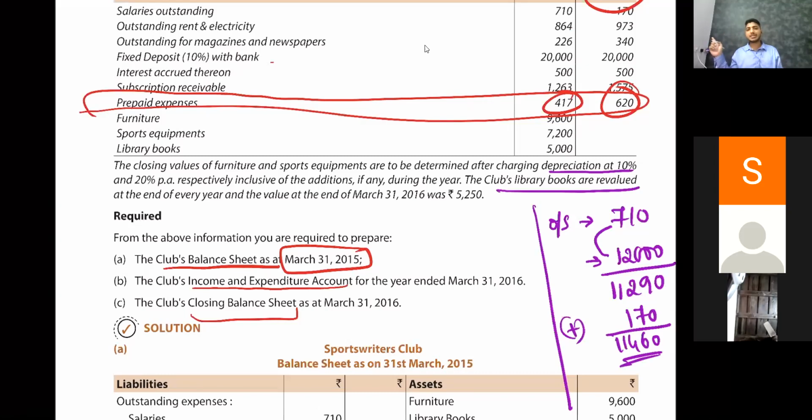So last year it was an asset. Though I have paid in last year, is it last year's expense? No, it is this year's expense.